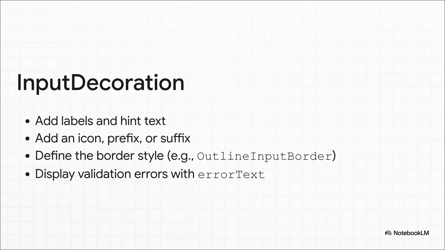At first glance, input decoration can feel a bit overwhelming because it has a ton of properties. But it's much easier if you think about it in logical groups. You've got a whole set of properties for labels and hints, like the floating label or the grayed out placeholder text. You've got another set for adding icons either before or after the text. You can define the border style.